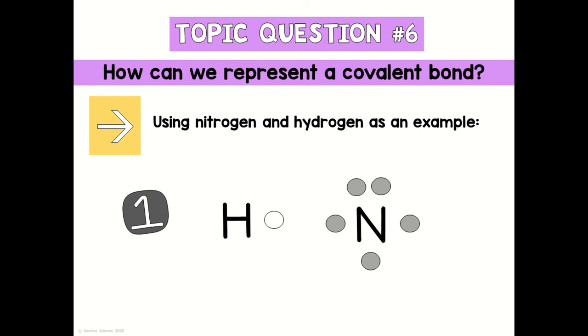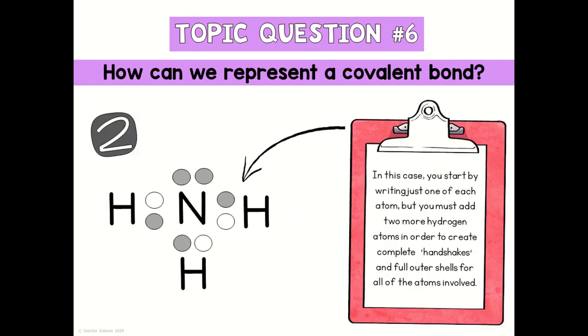If you try to bond hydrogen and nitrogen, that's a problem because even if you give this 1 electron right here on hydrogen to nitrogen, nitrogen still needs how many electrons? How many more electrons would nitrogen need? Anybody? 2. So you're going to add 2 more hydrogen atoms.